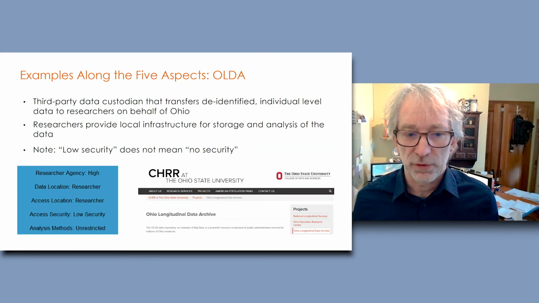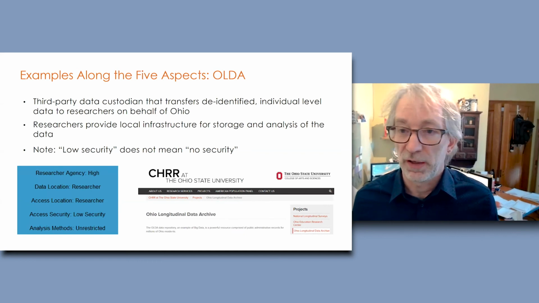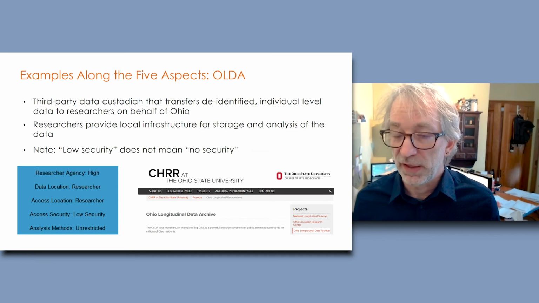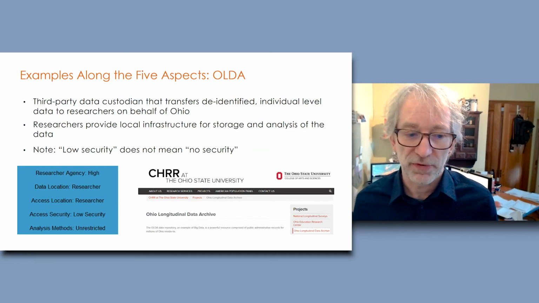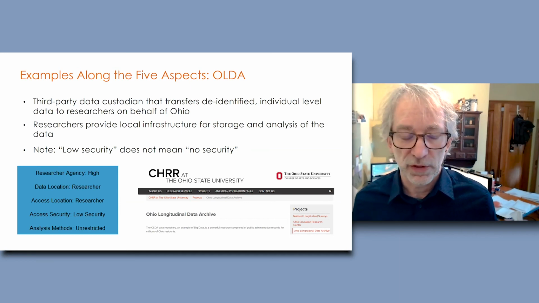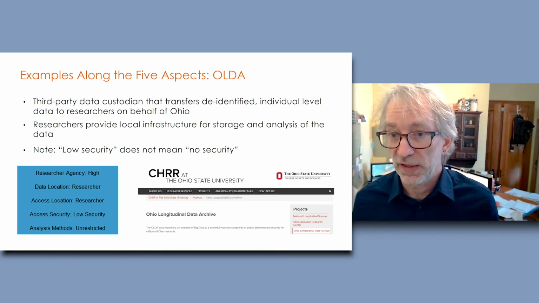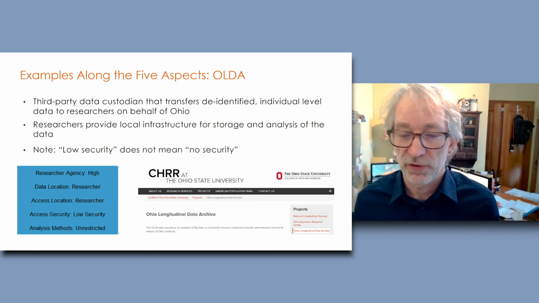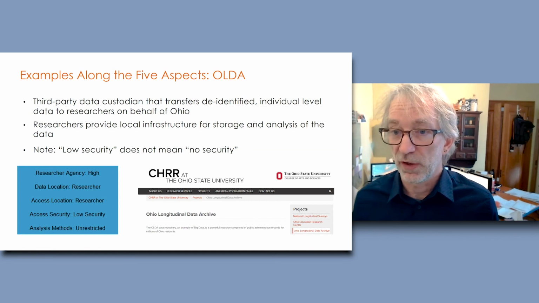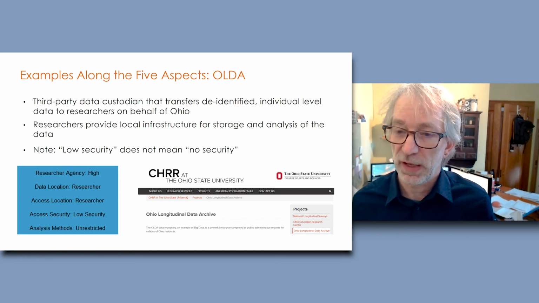Other examples include, for instance, the Ohio State system. In their case, they send data to the researchers based on data use agreements. In this case, the analysis methods are unrestricted. The access security is at a lower level than what, say, the German system has.